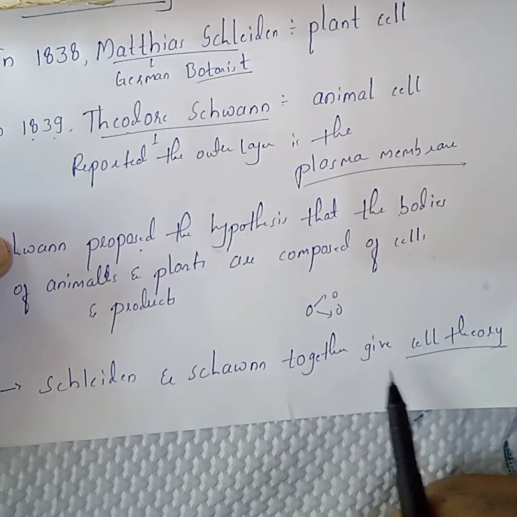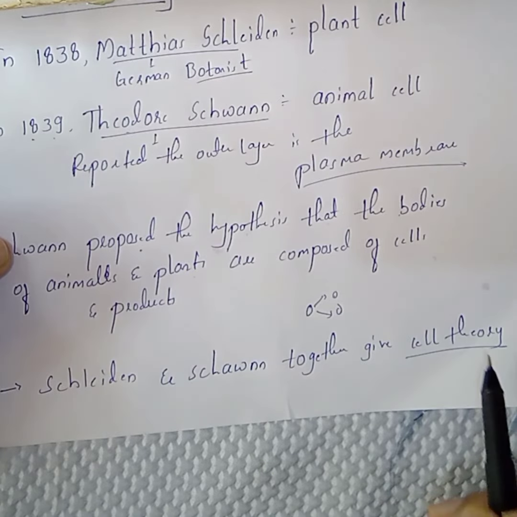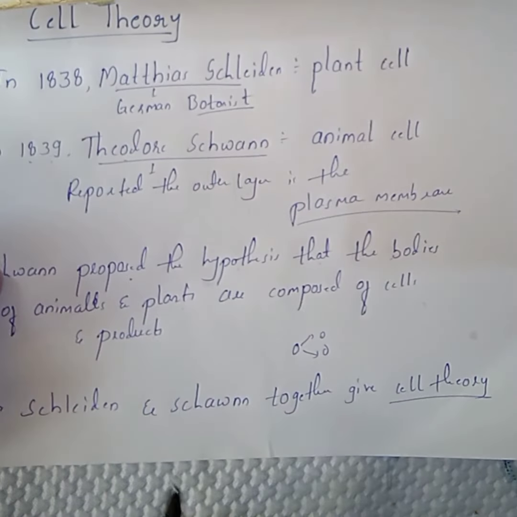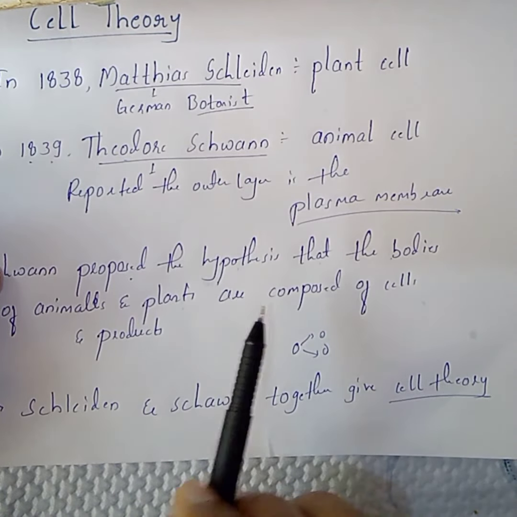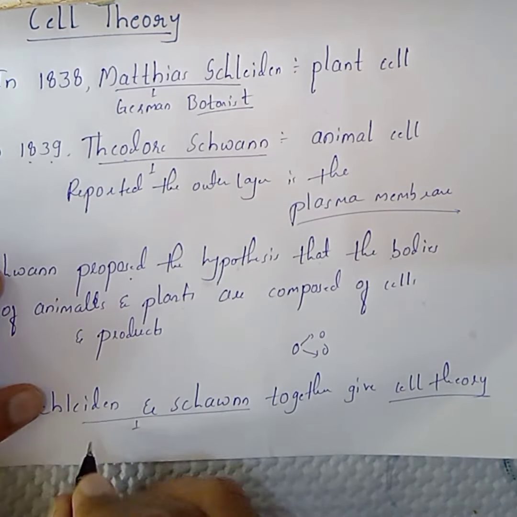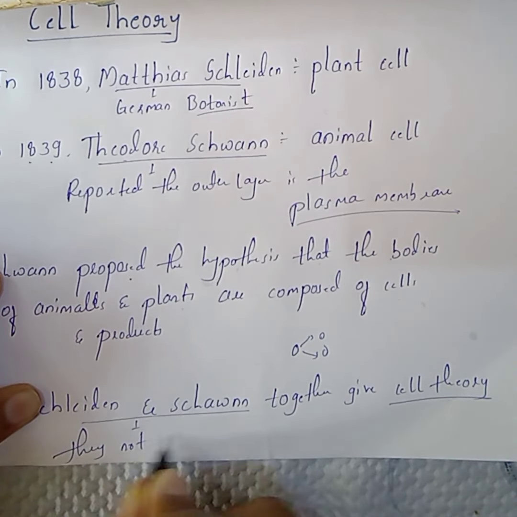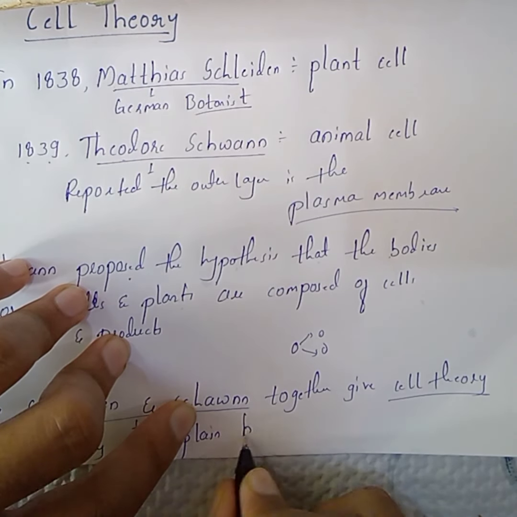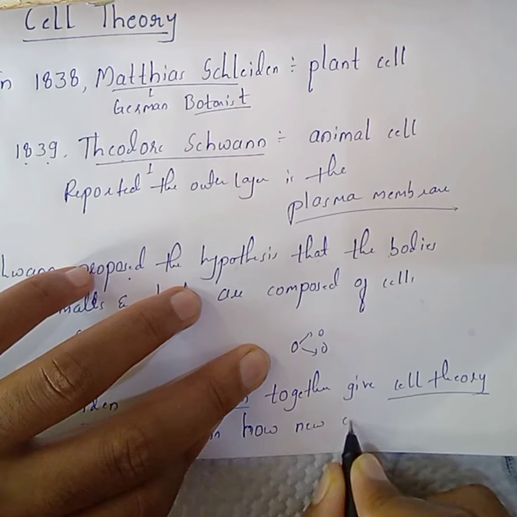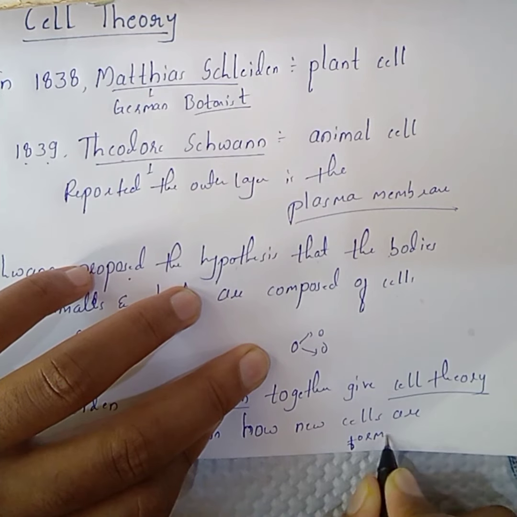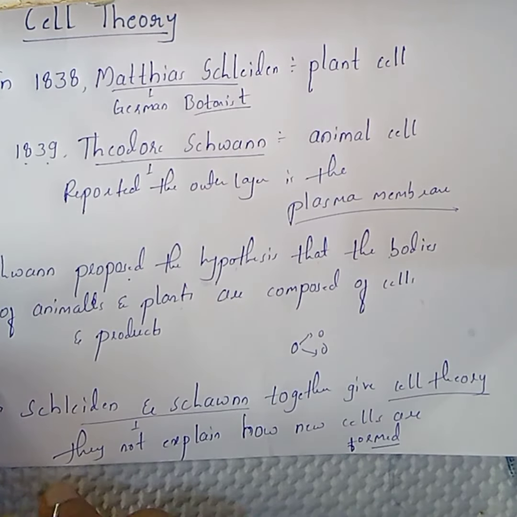Schleiden and Schwann together formulated the cell theory concept. Schleiden and Schwann only explained that plants and animals are composed of cells and their products, and they did not explain how new cells are formed. That's why they did not fully explain the cell theory.